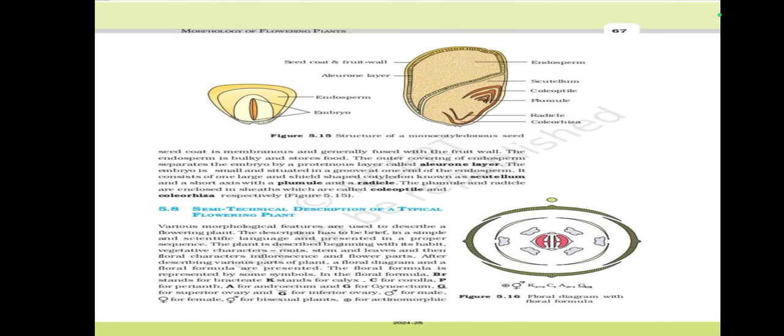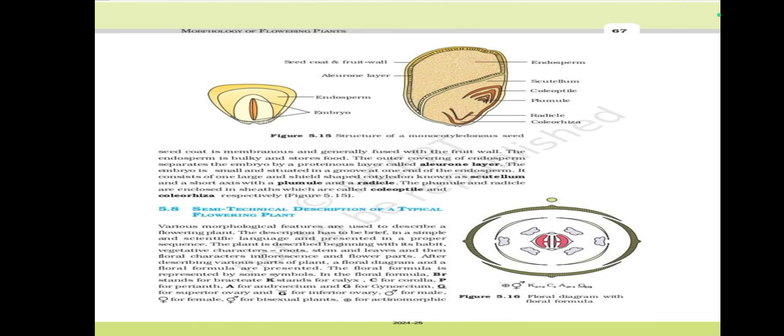Semi-technical description of a typical flowering plant. Various morphological features are used to describe a flowering plant. The description has to be brief, in simple and scientific language, and presented in a proper sequence. The plant is described beginning with its habit, vegetative characters, roots, stems, and leaves, and then floral characters, inflorescence, and flower parts. After describing various parts of the plant, the floral diagram and floral formula are presented.